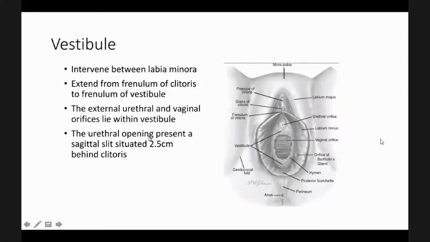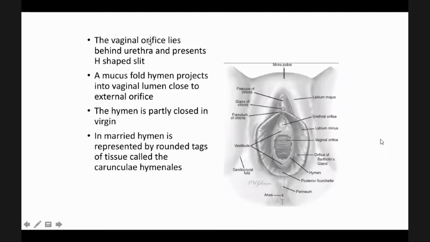The urethral opening presents as a sagittal slit situated 2.5 centimeter from the clitoris. The distance between the clitoris and the urethra is again 2.5 centimeter. It is a sagittal slit. I think you have studied about the shape changes of the urethra as well. So it presents a sagittal slit over here. The vaginal orifice lies behind the urethral orifice and it has an S-shaped slit.